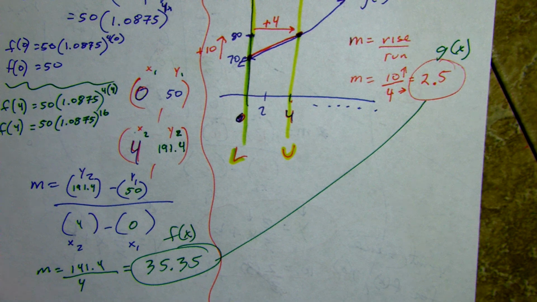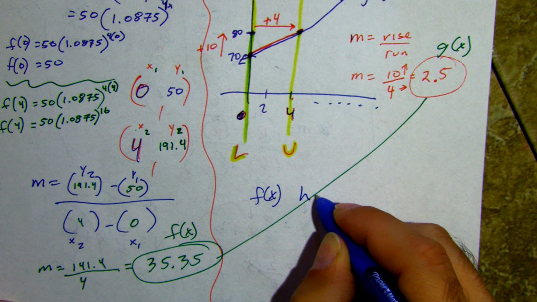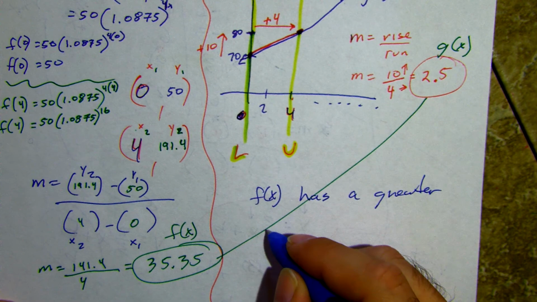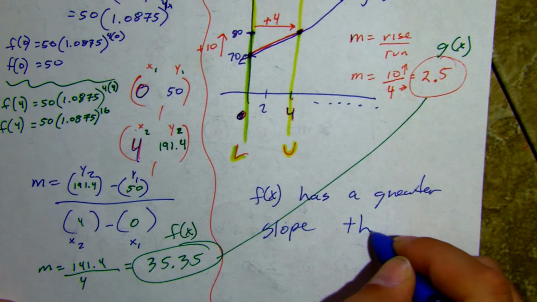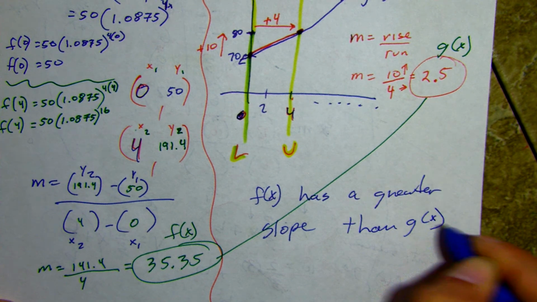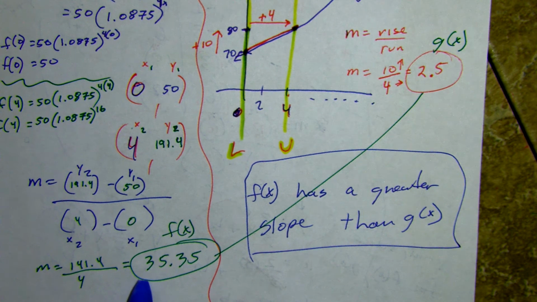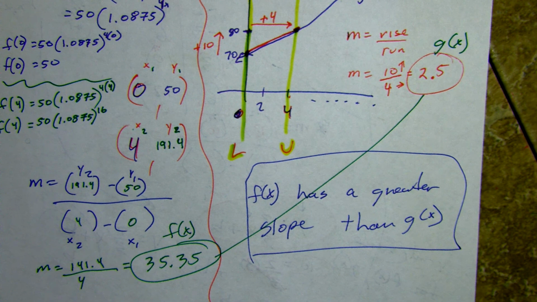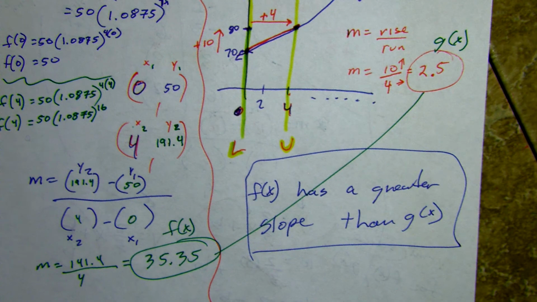Okay. So look, we need to compare these now. F of x has a greater slope, rate of change, than g of x. Some to that extent. The answers may be written slightly different, but look, this is going up faster. It goes up 35.35 for every 1 unit. This goes up 2.5 for every 1 unit. Okay, so that's a big deal.